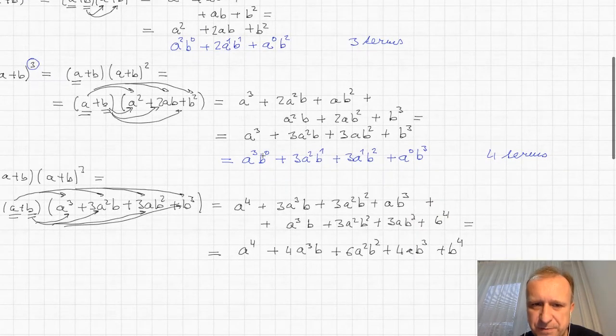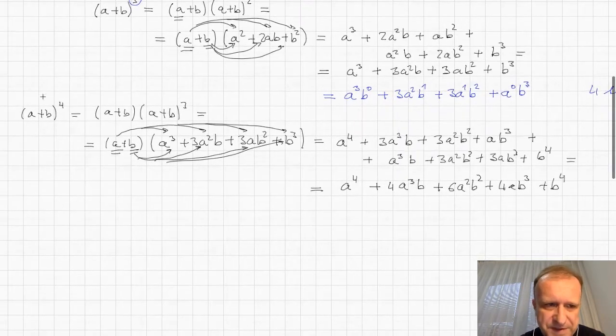Now you see that the powers of a decrease by 1, so it's a to the power of 3, to the power of 2, to the power of 1, to the power of 0, and the powers of b increase by 1, b to the power of 0, b to the power of 1, 2 and 3. Let us see whether it's the same here.